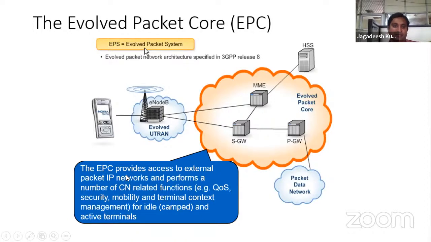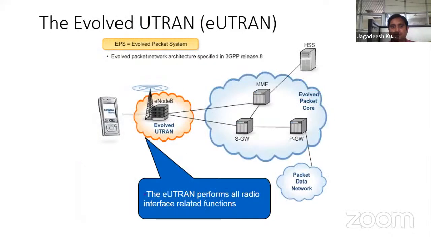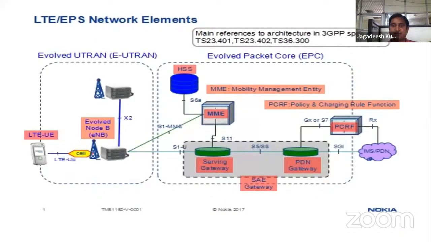This has access to our external IP networks and performs a number of CN related functions like QoS, quality of service, security, mobility, terminal context management for idle camped and active terminals. So this is evolved UTRAN actually. The same thing. All the radio interface functions will be done by this UTRAN. So this is the main architecture from the entire 4G, like LTE system.